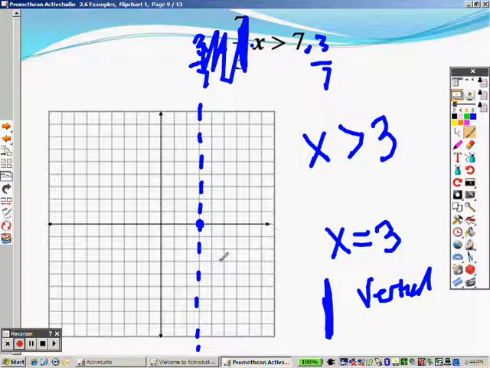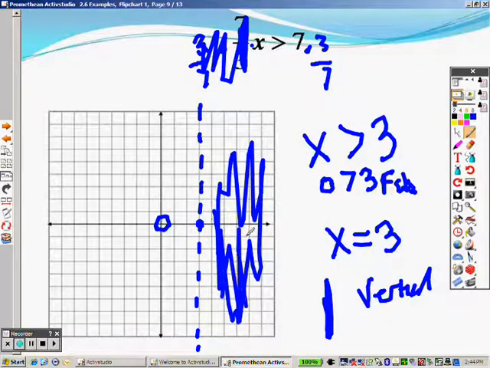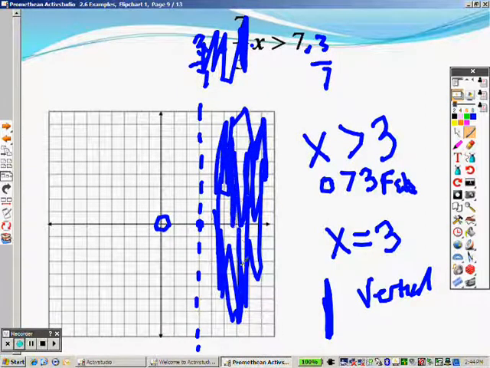Okay. Now I need to pick a point not on that line, so I'm going to pick 0, 0. So I plug in 0. Is 0 greater than 3? No, that's false. That means I need to shade away from it, which away is everything on this side over here. So all of that gets shaded in over here.